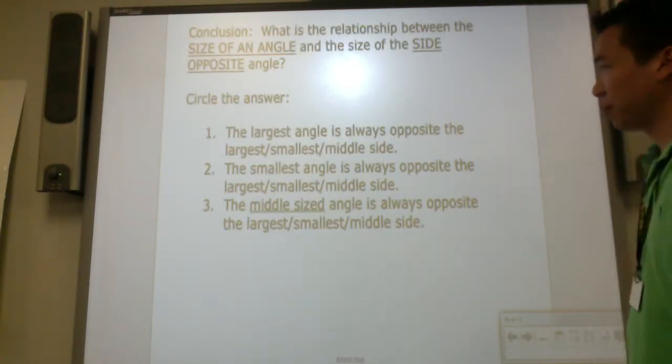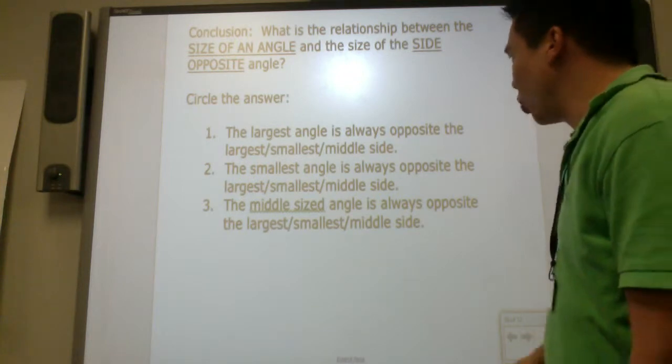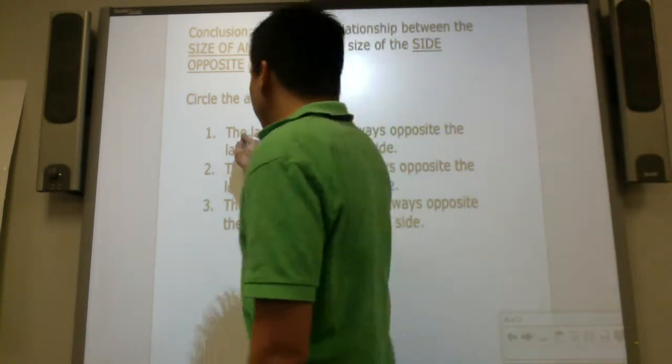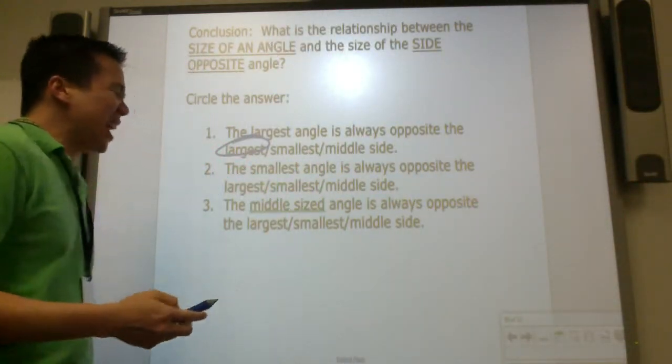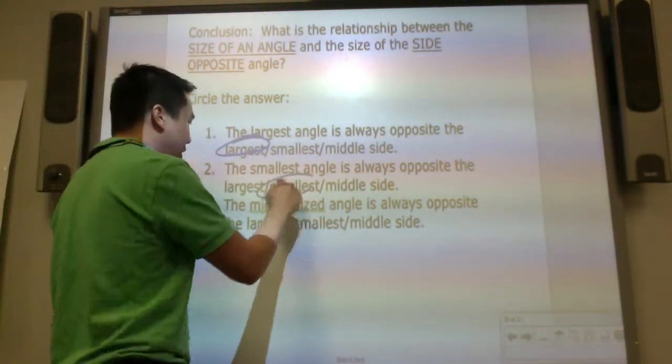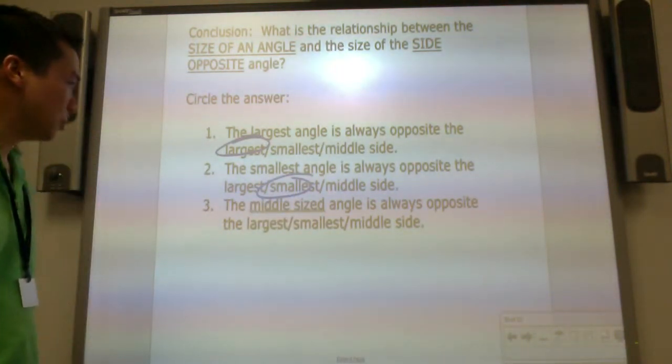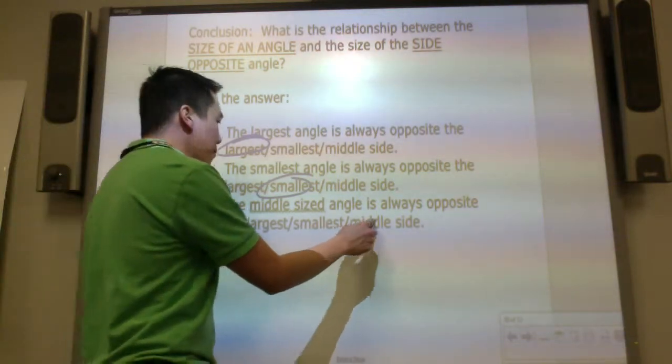What's your conclusion? The largest angle is always opposite the largest side. The smallest angle is always opposite the smallest side. The middle-sized angle is always opposite the middle side.